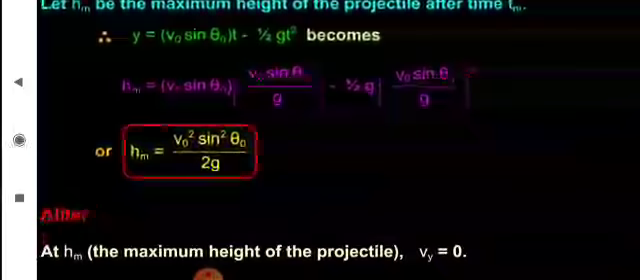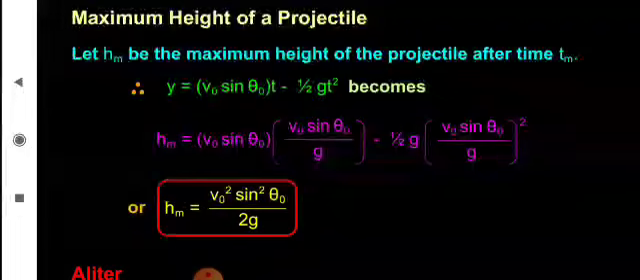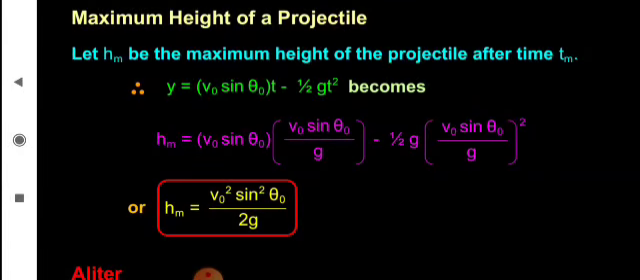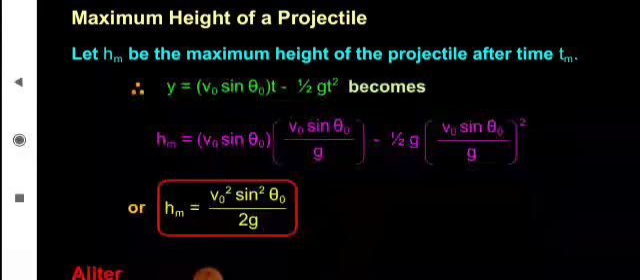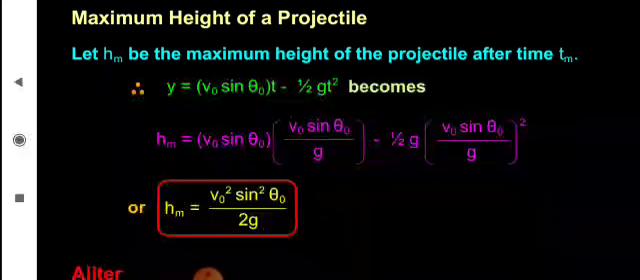So here we are going to derive a second equation, that is for the maximum height of a projectile. Let hm be the maximum height of the projectile after time tm. tm is the maximum time.